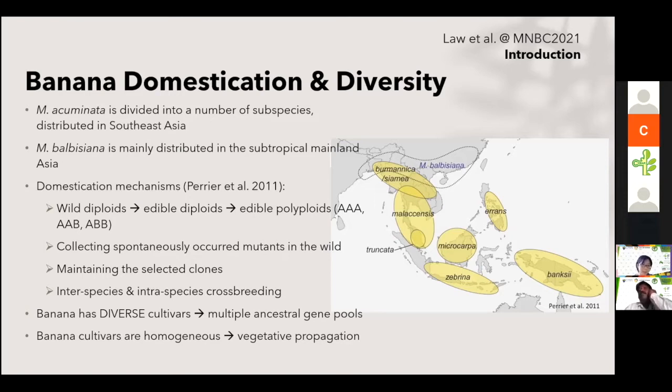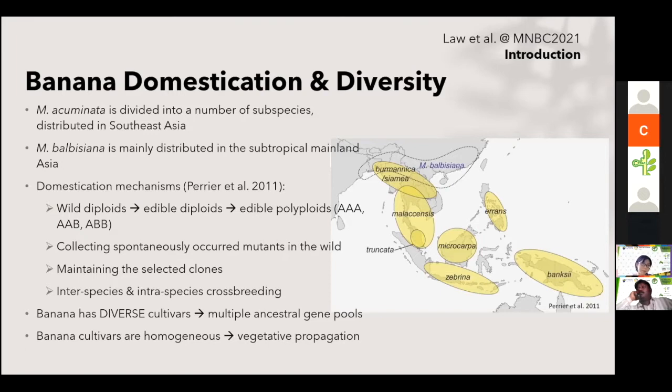So the domestication mechanism involves wild diploids, edible diploids, and then edible polyploids. The general speculation is that spontaneously occurring mutants in the wild were collected, selected and maintained by people. And of course, because there are two species and multiple subspecies, crossbreeding mechanisms were involved, either interspecies or intraspecies.